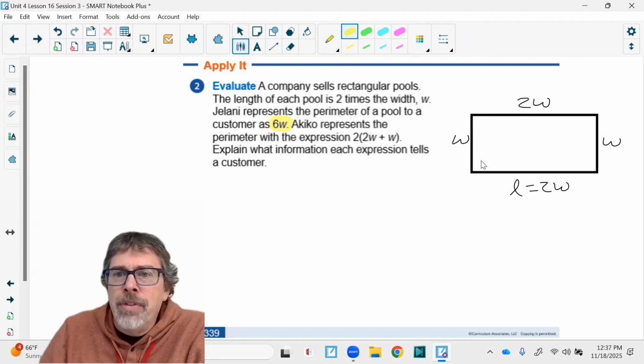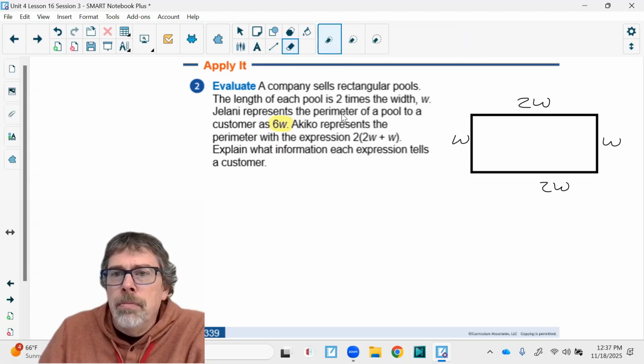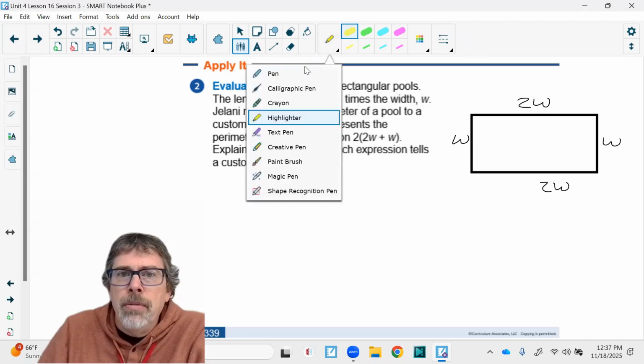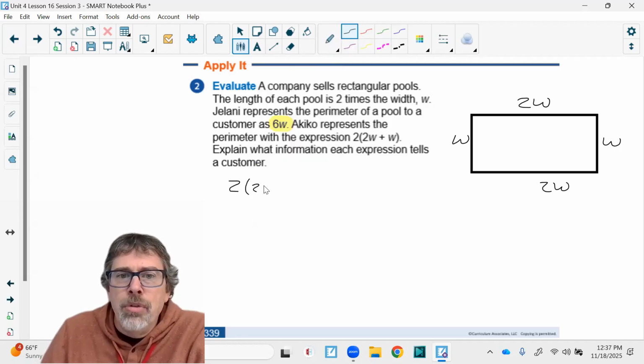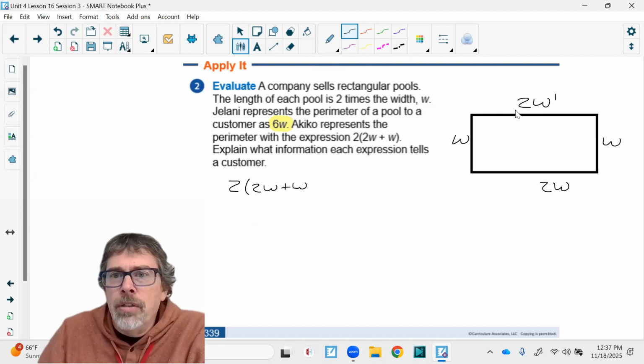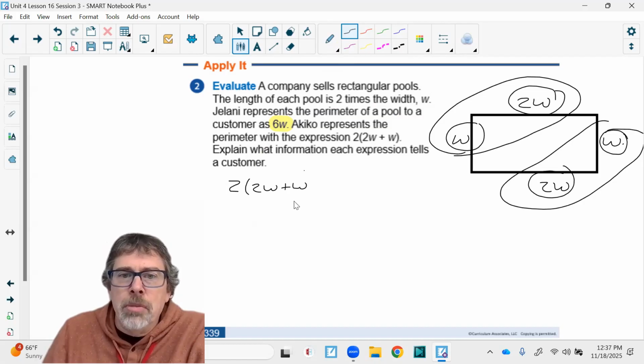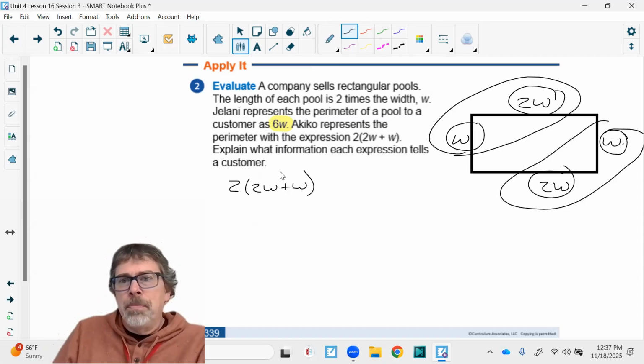2, 4, 5, 6. It is 6W. Akiko represents the perimeter with the expression 2 times 2W plus W. Here's a 2W and here's a 2W, so there are 2 of them, and here's a W and here's a W. So what you're doing is 2W plus W and multiplying that by 2. And that's what this means. Explain what information each expression tells the customer.